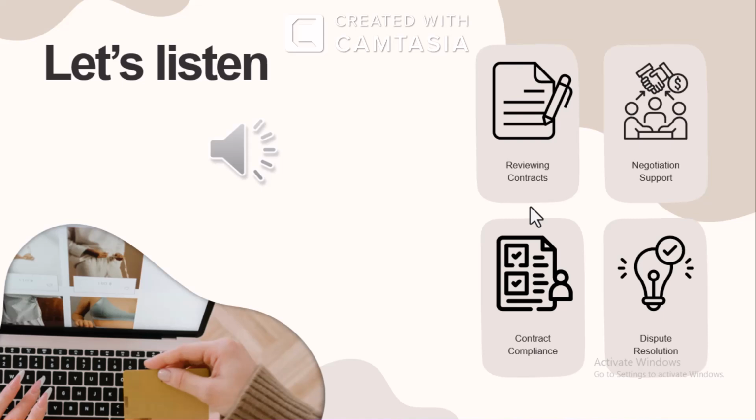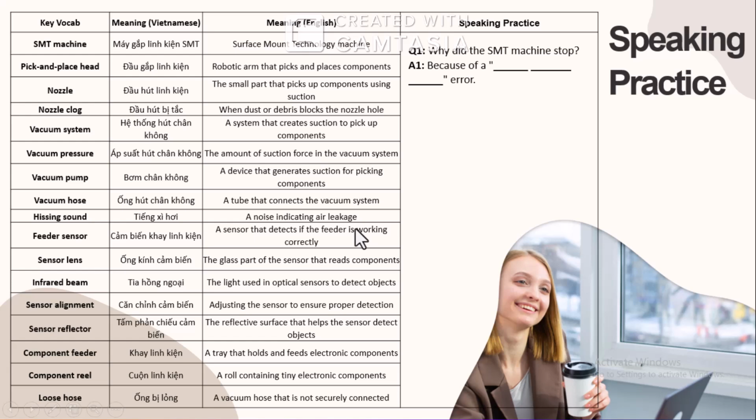Very good. Have you been able to recap all the new vocabulary together with the main ideas and detail of the dialogue? Very good. Now let's move to a speaking practice. As usual, you can see on the 3 left columns, we have the key vocabulary of today's lesson with the meaning in English and Vietnamese.